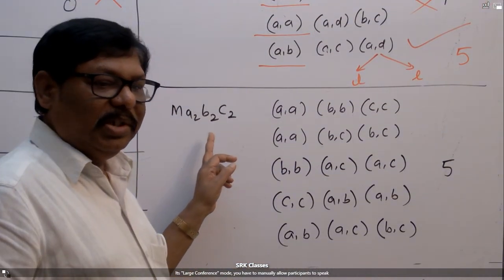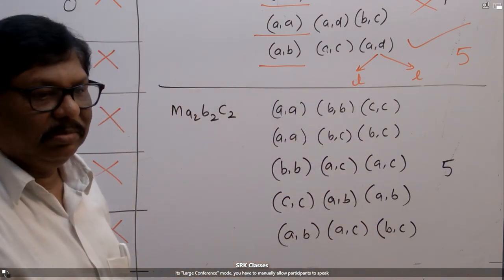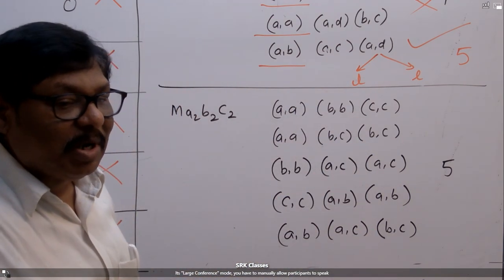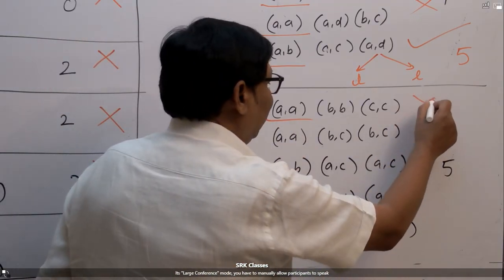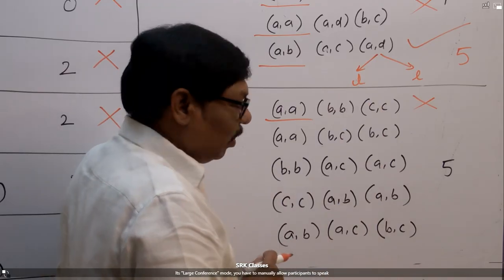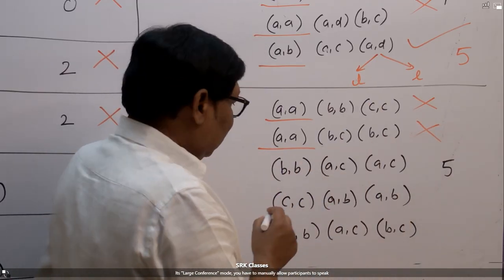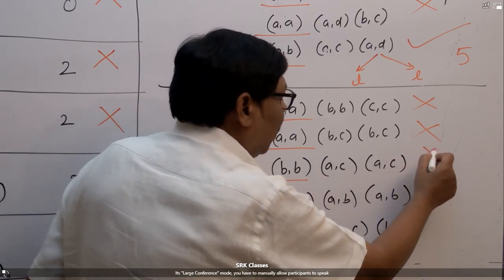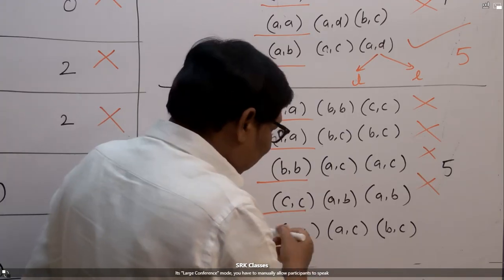Ma2B2C2. This is another important compound. 5 geometrical isomers are possible. But how many optical isomers are possible? Let us see. A and A is the same, so optical isomerism is not possible. A and A is the same, not possible. B and B is the same, therefore not possible. And C and C is the same, not possible.